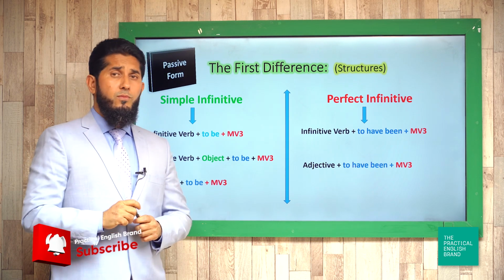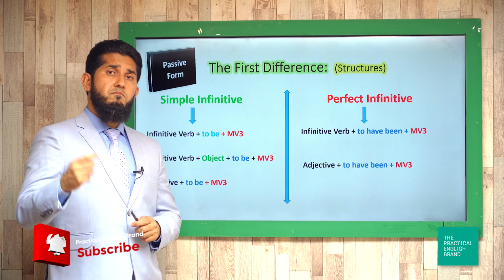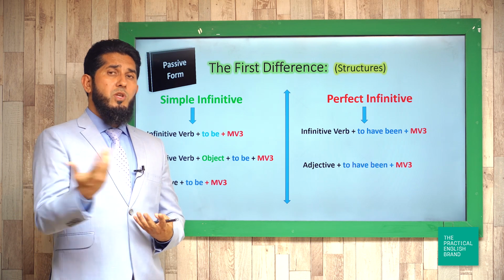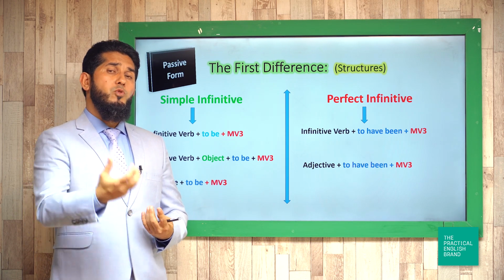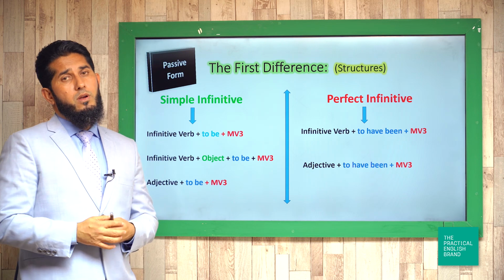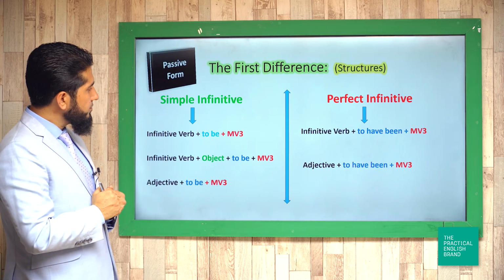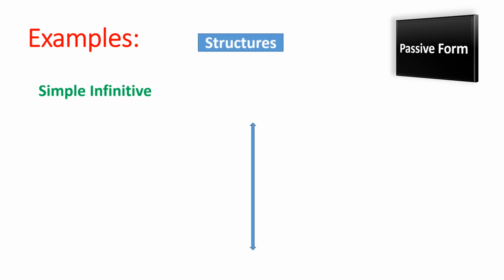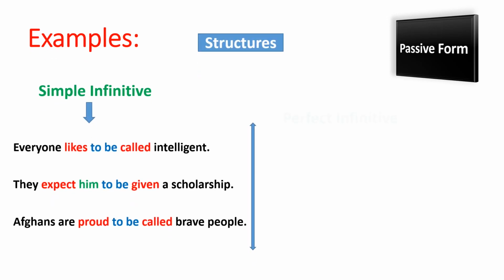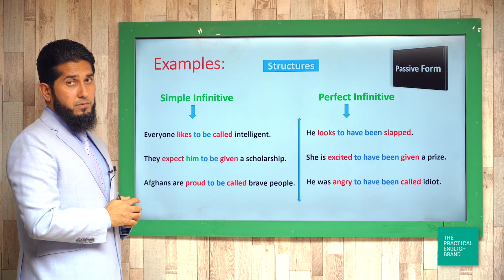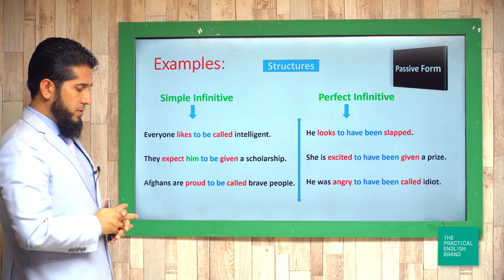But one more thing, don't forget that the form is passive form, which means that in most of our examples, the subject of the sentence will be the receiver of the action and not the doer of the action. So now let's have a look at these examples. If you look at the first examples, I'm going to be reading one example from the simple infinitive form and one example from the perfect infinitive form and showing you the differences.